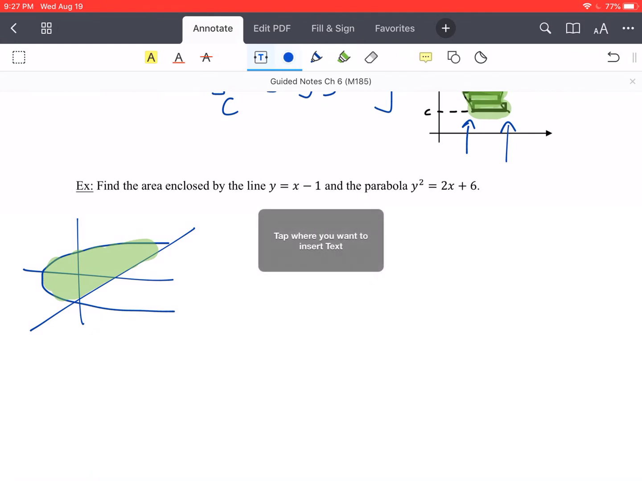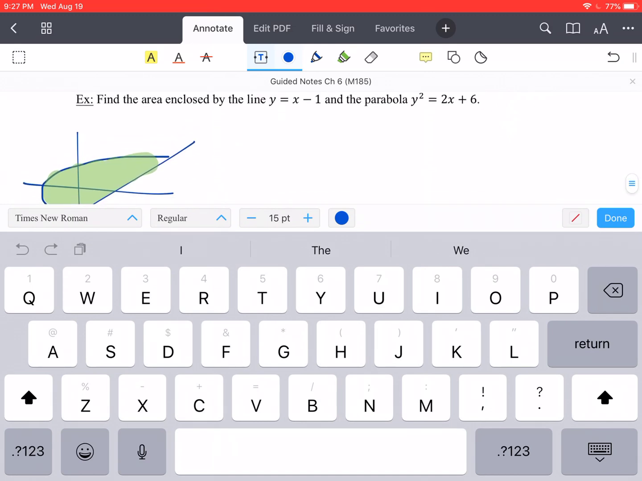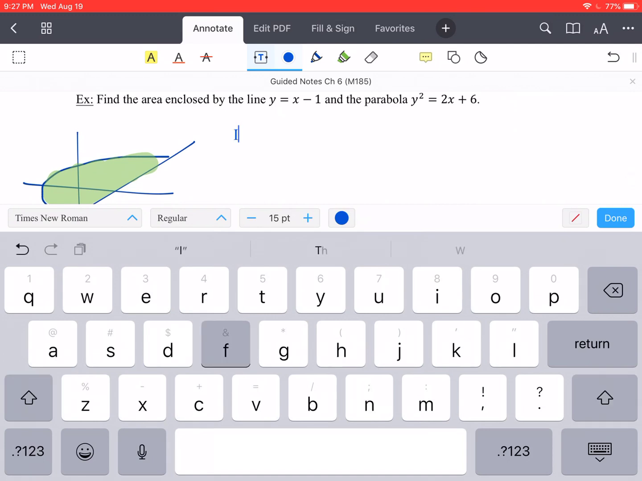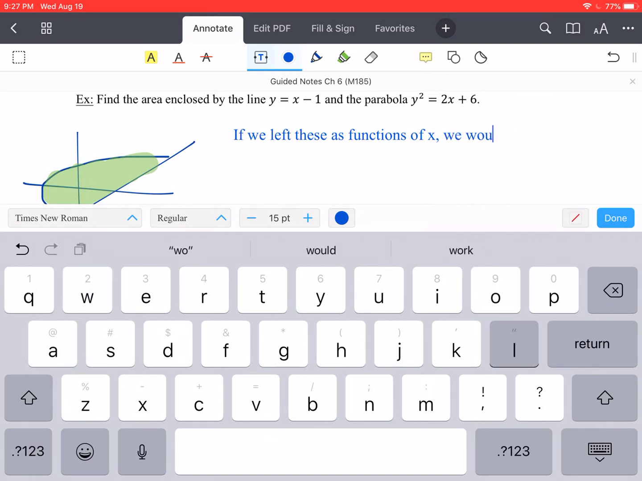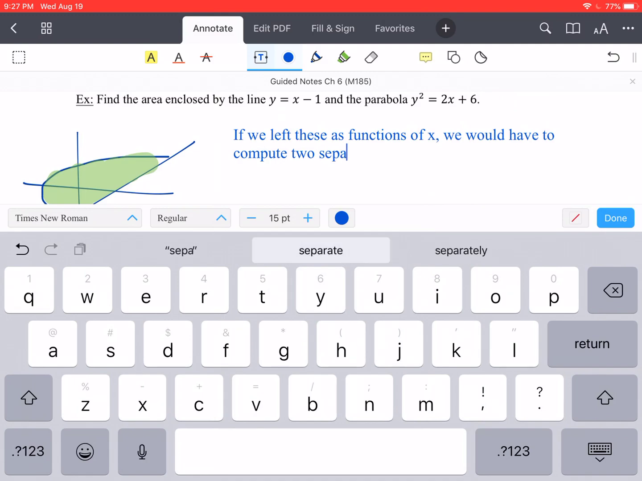Now, here's where we need to see why this is going to be better done as functions of y instead of functions of x. If we left these as functions of x, what we would end up having to do is compute two separate integrals.